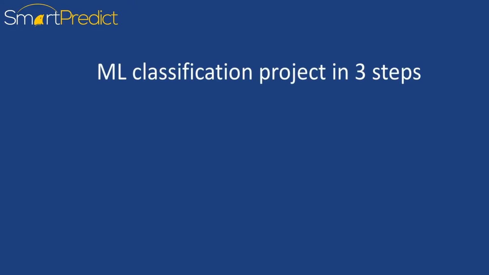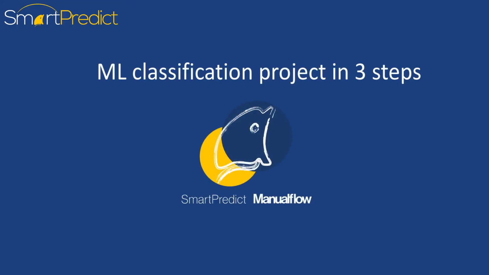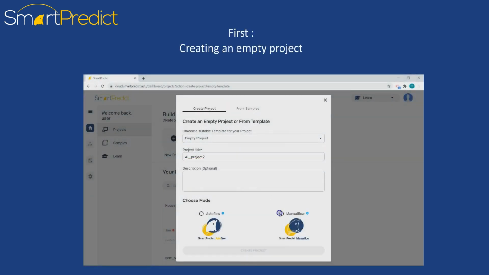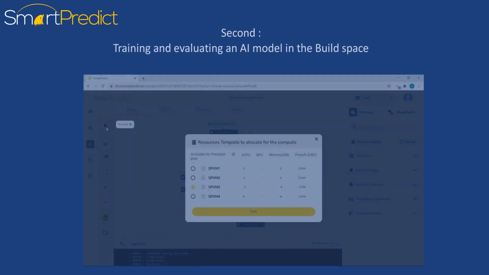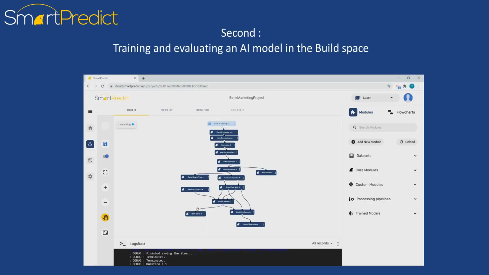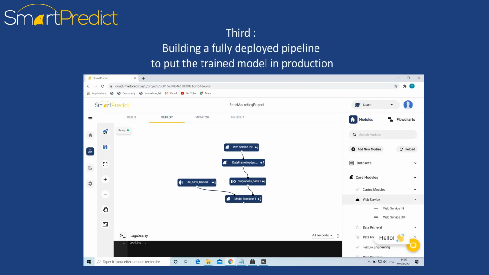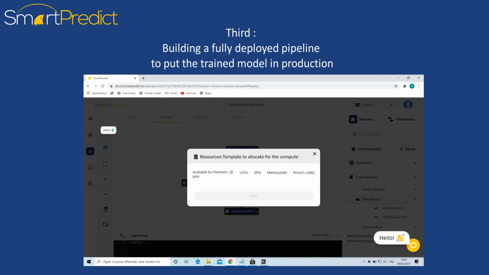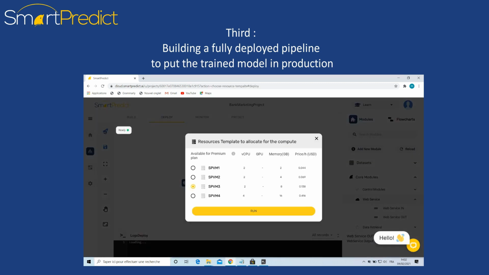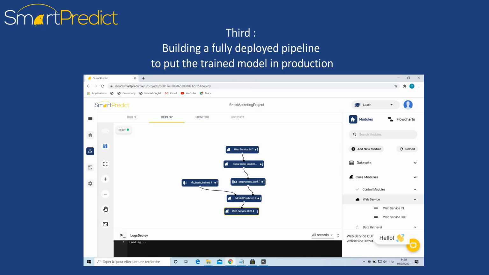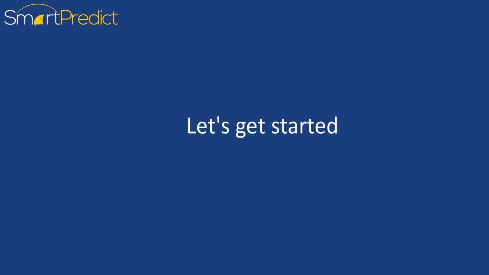In SmartPredict, this project is realized in 3 steps with manual flow. First, create an empty project. Second, train and evaluate the AI model in build space. And third, build a deployment pipeline flowchart that will be fully deployed as a web service to put the trained model into production. Let's get started.